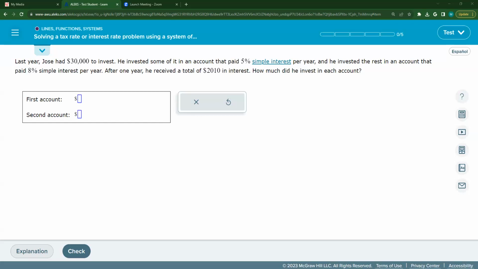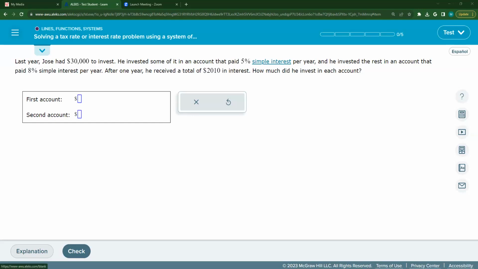He invested some of it in an account that paid 5% simple interest per year, and he invested the rest in an account that paid 8% simple interest each year. After 1 year, he received a total of $2,010 in interest. How much did he invest in each account?